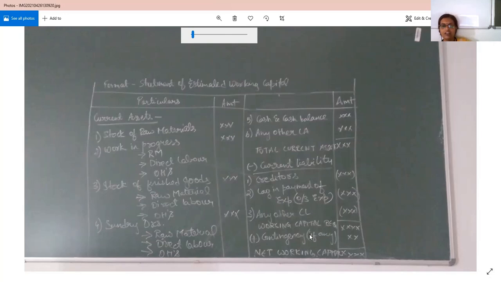To the working capital required, we will add any kind of contingency reserve that is required to be maintained by the company. In certain questions, they'll say that the contingency reserve is 10%, 15%. So on the amount of working capital required that we have got, we will add the contingency reserve. And the final balance is called net working capital required.